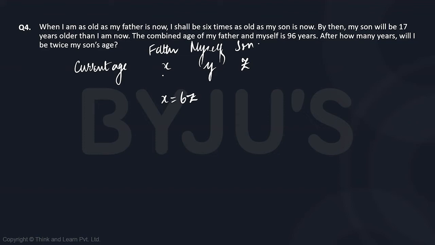So when I am going to be as old as my father, my age is going to be X. At that time, I'm going to be 6 times my son's age. That is current age, right? Current age is Z. Also, the change in the age, as in how many years have passed, we can write as X minus Y, right? The difference between my father and my age, or in other words, when I will turn my father's age, this is going to be Y plus 17 minus Z. Why? Because the time for which I will grow as old as my father is the same time for which my son also grows old.